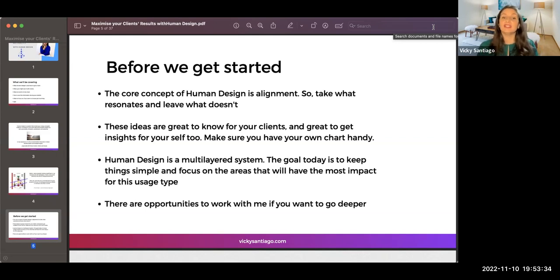So as I mentioned before, human design is a multi-layered system, and I want to try and keep things simple today. There is a lot more that we can get into at a later time, but tonight, and especially if you know human design, you might be thinking, oh, what about this and what about that? Tonight, I'm really focusing on that context of having an idea of how your client ticks so that you can help them in the clinic. Okay, and there are opportunities to work with me if you want to go deeper. So I'll give you guys my email address at the end tonight, and you can keep in touch if you want to come to some more of my workshops or find out a bit more.